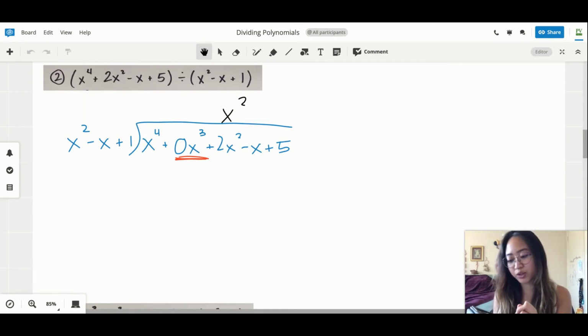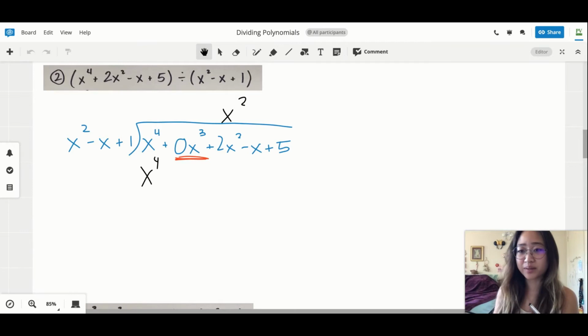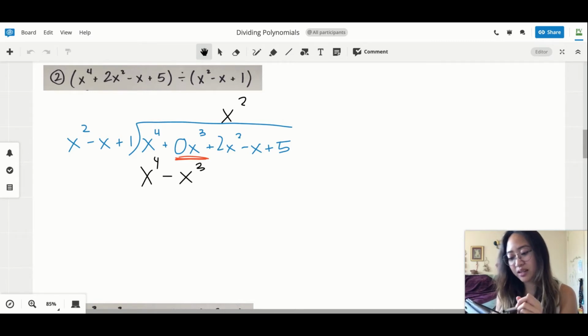So now distributing this x squared to all of the terms in our divisor here, x squared times x squared gives us x to the 4th. And then here we see why we need the placeholder, because x squared times negative x gives us negative x cubed. And then lastly, x squared times 1 just gives us plus x squared. Put the parentheses over and subtract.